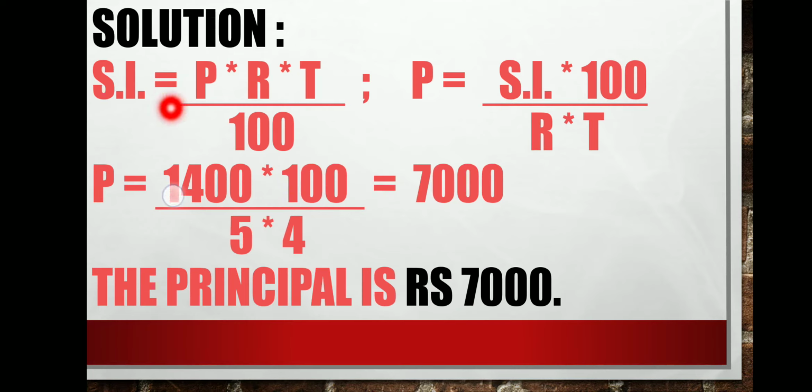Now let us see the solution. Again we'll derive the sub formula for principal from the main formula of simple interest, that is SI is equal to P into R into T divided by 100. Principal P equals SI into 100 divided by R into T. Now we'll put the values into the sub formula to find the principal. 1400, the SI, that is simple interest, into 100 divided by R, that is 5%, and T, that is 4 years. That comes to rupees 7000. So principal is 7000.